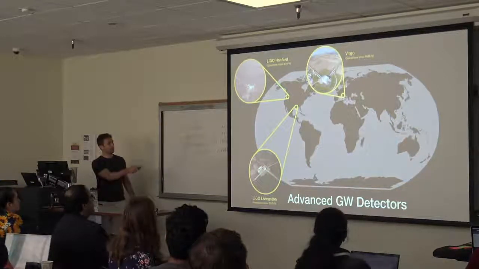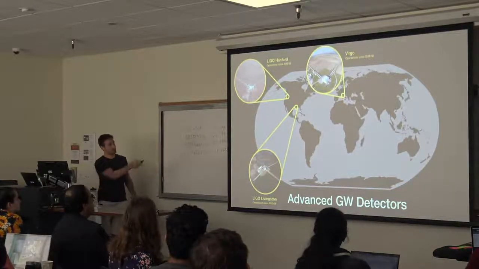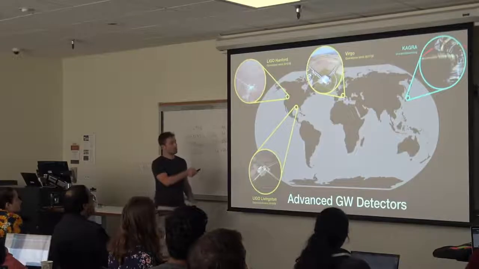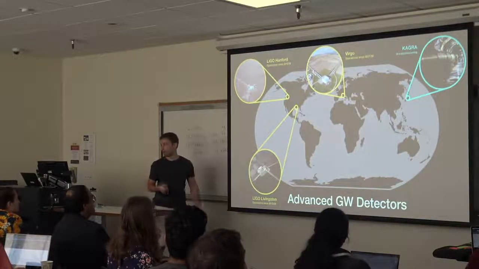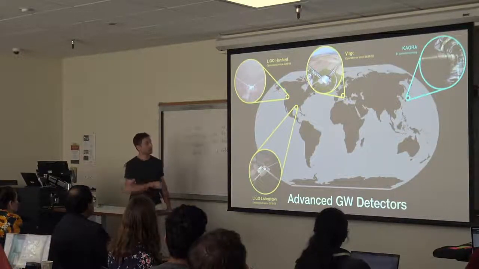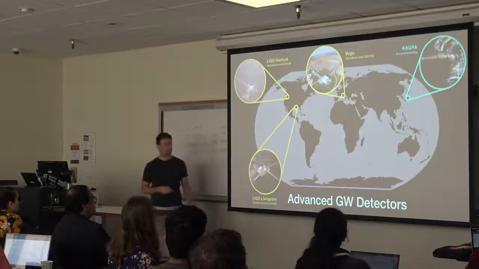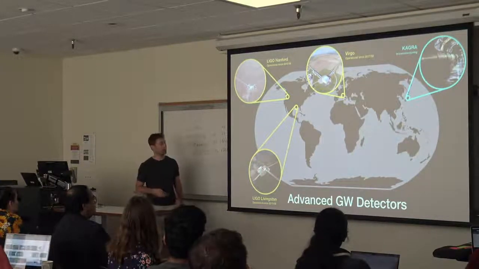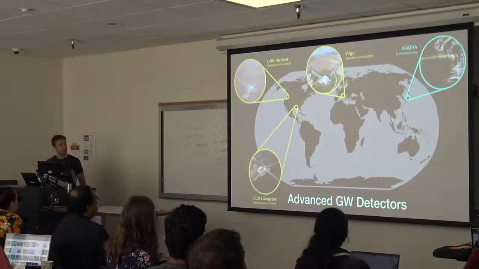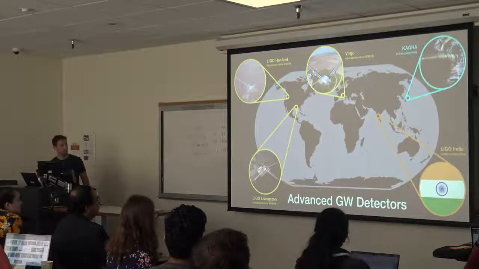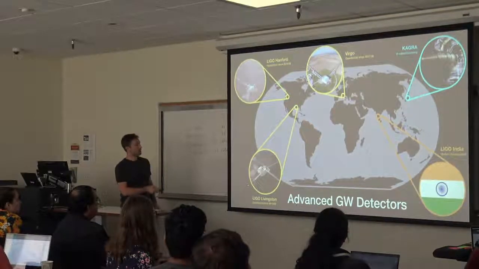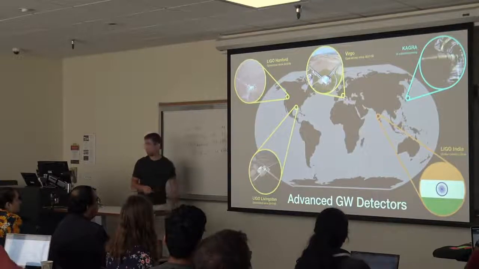We have Virgo, which is in Cascina, Italy, which is a European collaboration. We have KAGRA, which is in the Kamioka mine in Japan, the same facility that houses the famous Super-Kamiokande detector. And this is the first subterranean gravitational wave detector. It's also going to be the first cryogenic detector. And that's currently under commissioning. It will come online within the next calendar year. And LIGO India, which is very similar in design to LIGO Hanford and LIGO Livingston, is under construction in India.